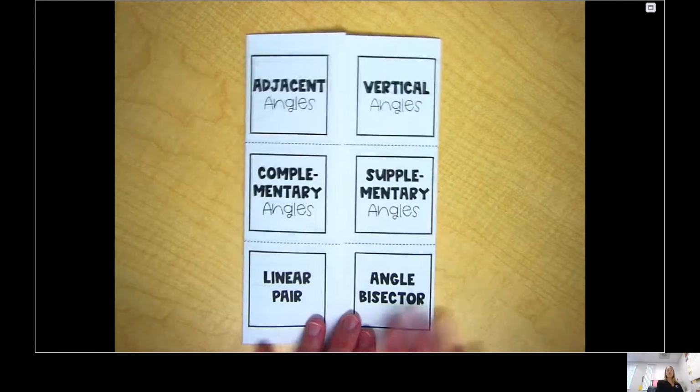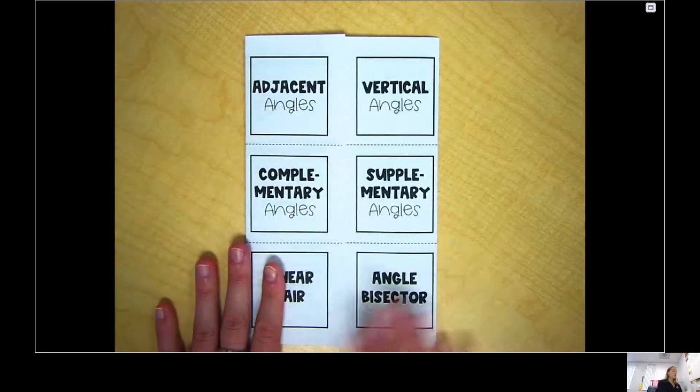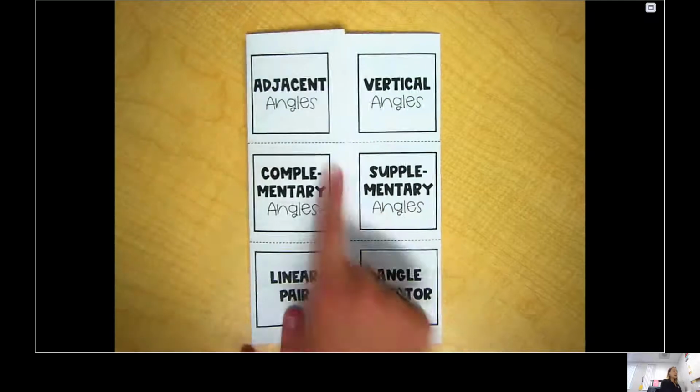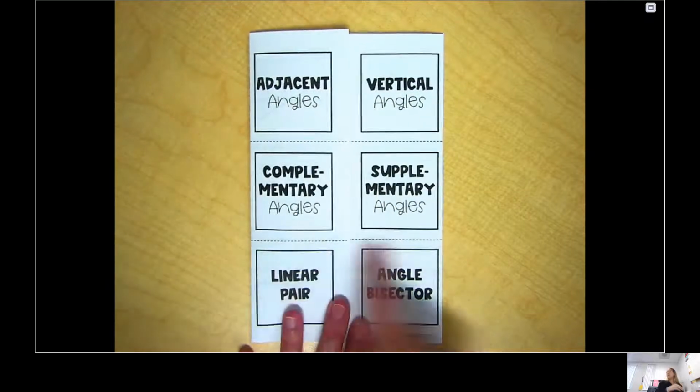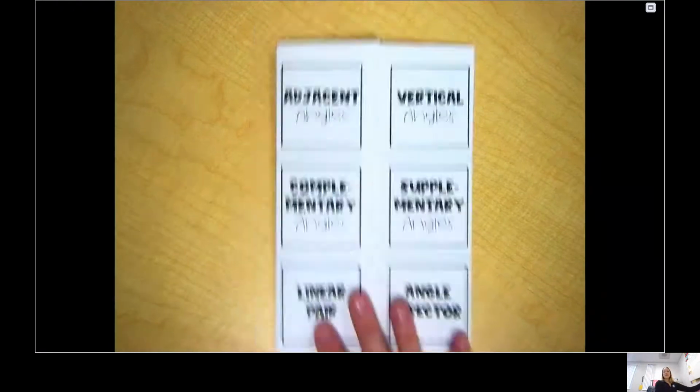Okay, so you are going to memorize the types of angles. We're going to go through each one and talk a little bit about what you see. When we're done, we're going to cut them on these dotted lines and they'll flap open. Cute little foldable. All right, we're going to start with the ones at the top.